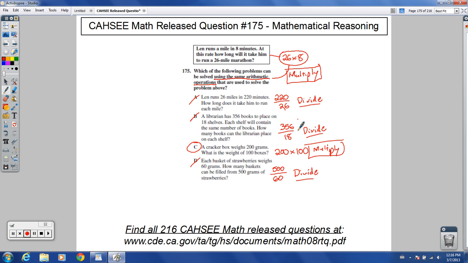Notice again, we are not actually figuring it out. You could. What would that be? 20 times 8 is 160, and 6 times 8 is 48. So 208. That would take him 208 minutes, but we don't have to do that. We just have to figure out what's the same operation. So for question 175, choice C is the correct choice.